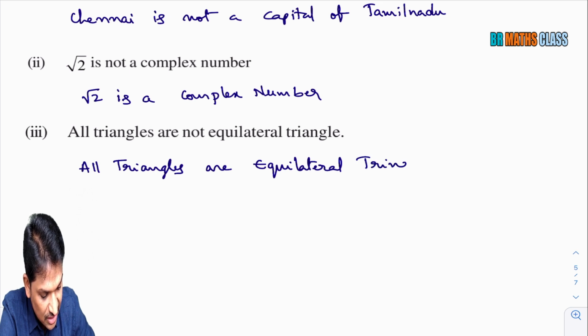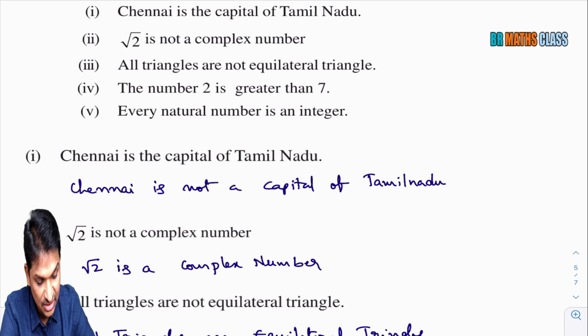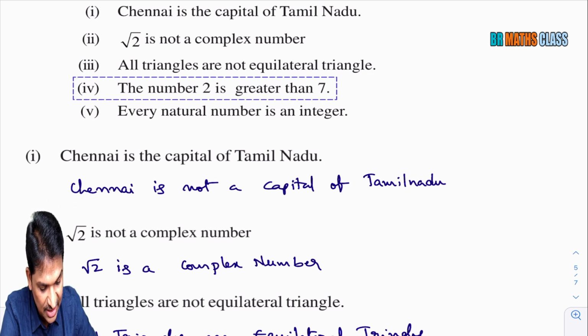All triangles are equilateral triangles. Right? Now, next, fourth bit in this. You observe this interesting one there in this fourth bit.